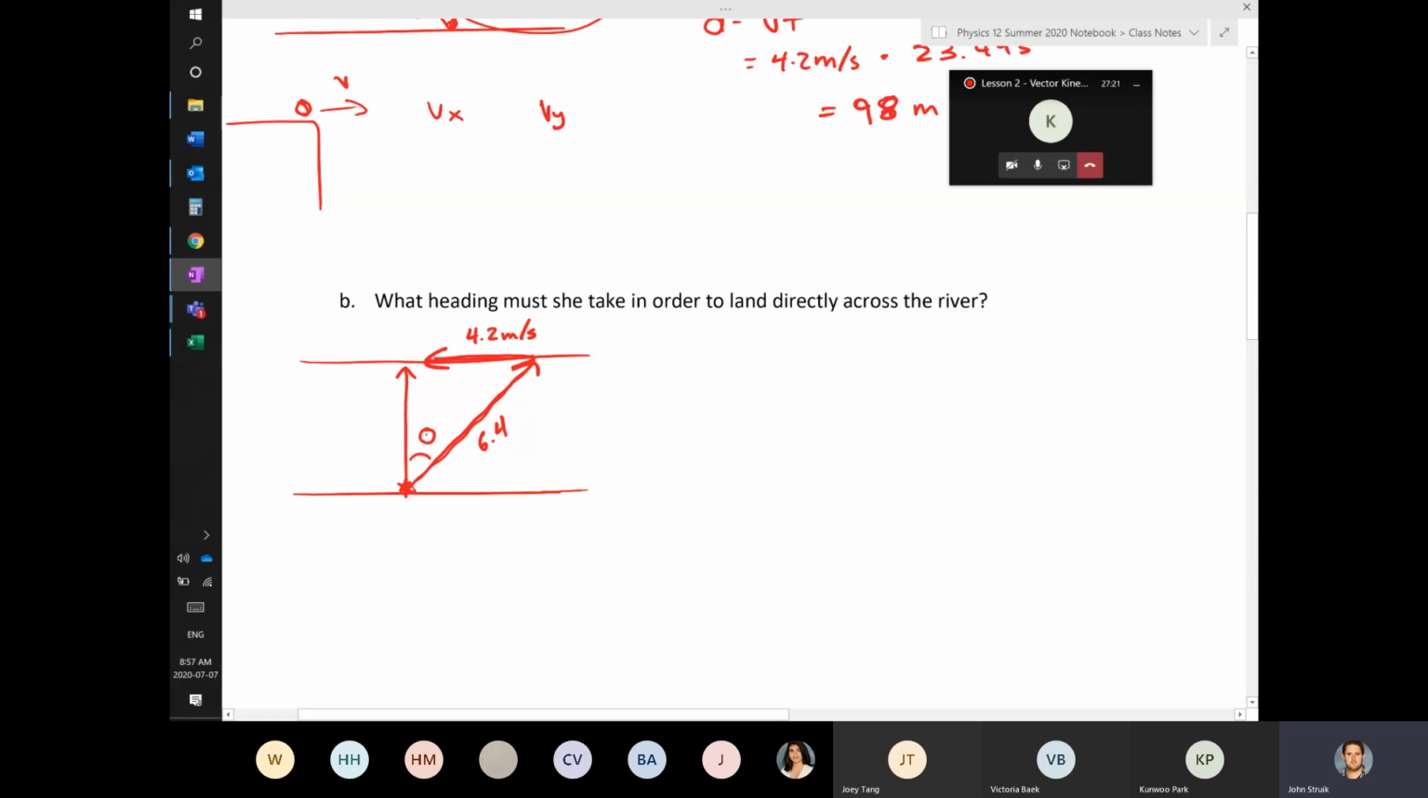So what we need is this angle right here. We have the opposite and the hypotenuse, so that's going to be sine theta equals 4.2 over 6.4. 4.2 divided by 6.4, inverse sine. So that's 41 degrees. And so she has to head 41 degrees upriver in order to land directly across the river.